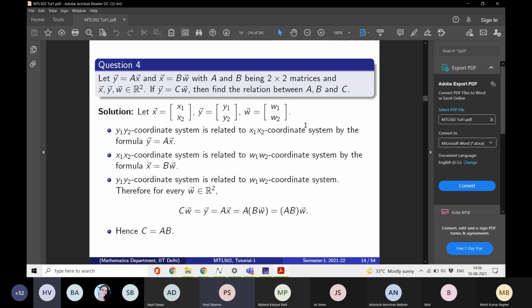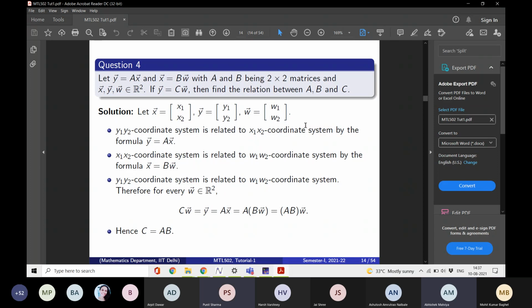From the equation here, CW is equal to ABW. This is true for all W. So we can write (AB minus C) times W equal to 0. And since this follows for all W, AB minus C has to be 0. Why? This is true for all arbitrary W. So one of those is 0. So C minus AB is 0.